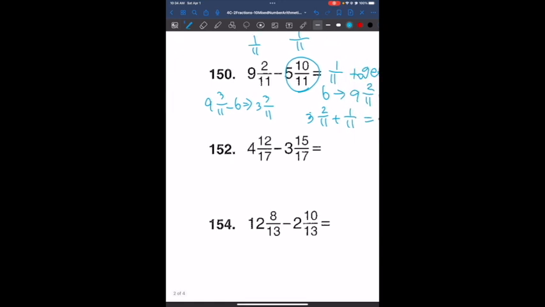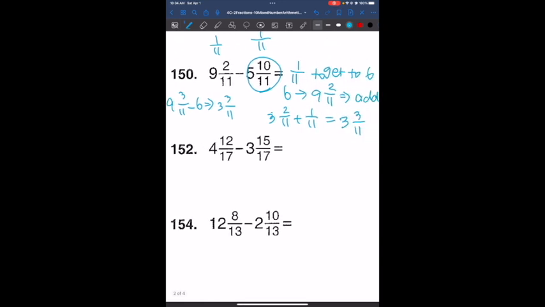Now for problem 152, we're going to try both methods once again. So to get to 4, we need to add 2 over 17 to 3 and 15 over 17. Then from 4, we need to add 12 over 17 to get to 4 and 12 over 17. So we're going to do 12 over 17 plus 2 over 17, which is 14 over 17.